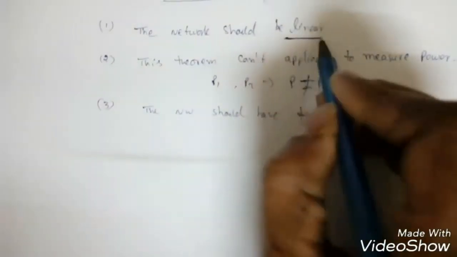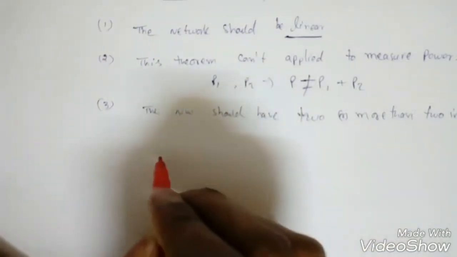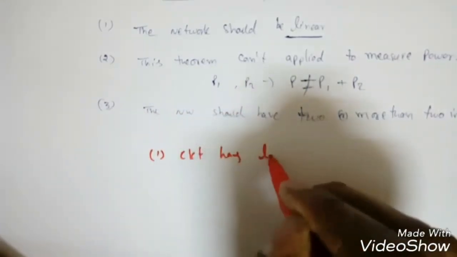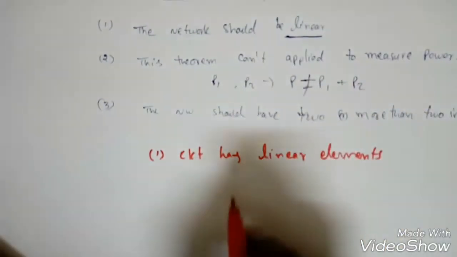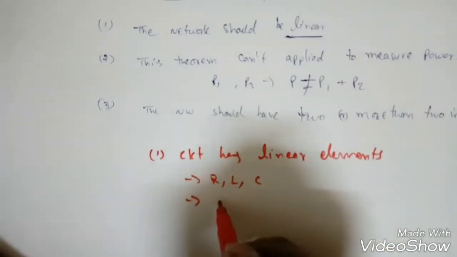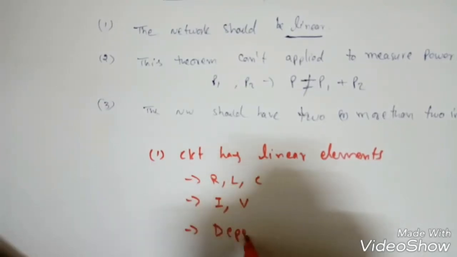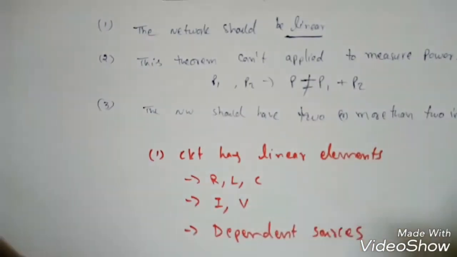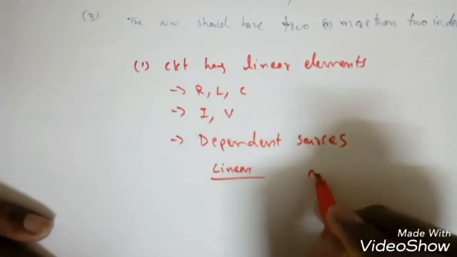Now what is a linear circuit? How can we say a circuit is linear? If the circuit has linear elements, so it includes, what are those? R, L, C values, independent current source, independent voltage source, and similarly dependent sources. Now in dependent sources we will have 2 types. One is linear and the other is non-linear.